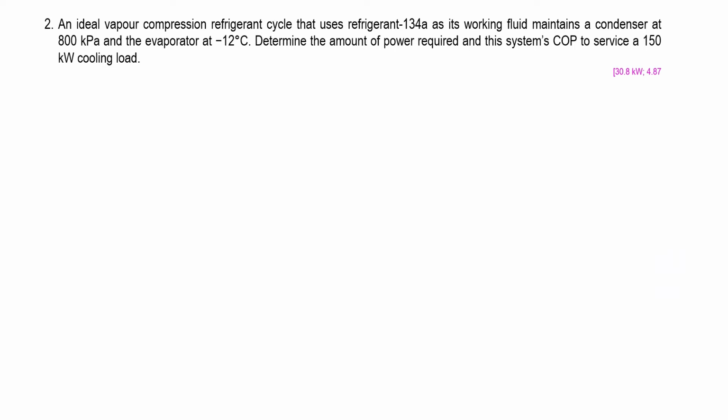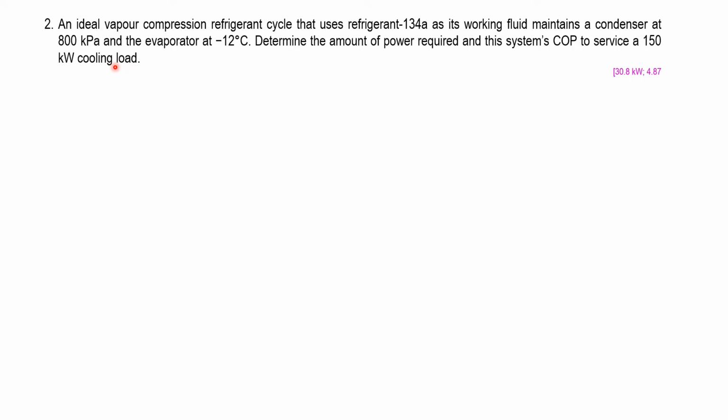All right. So now we are at question number 2. Question number 2 is on again ideal vapor compression refrigeration cycle. You have an ideal vapor compression refrigeration cycle that uses R134A as its working fluid, maintains a condenser at 800 kilopascal and the evaporator at -12 degrees C. Now you are asked to determine the amount of power required and this system's COP to service a 150 kilowatt cooling load. Now based on this information, you will need to draw out the TS diagram.